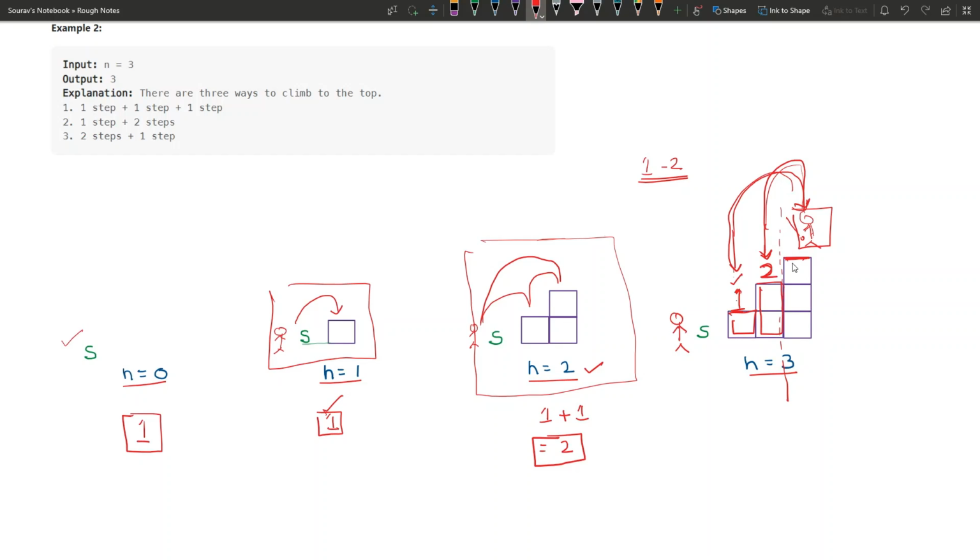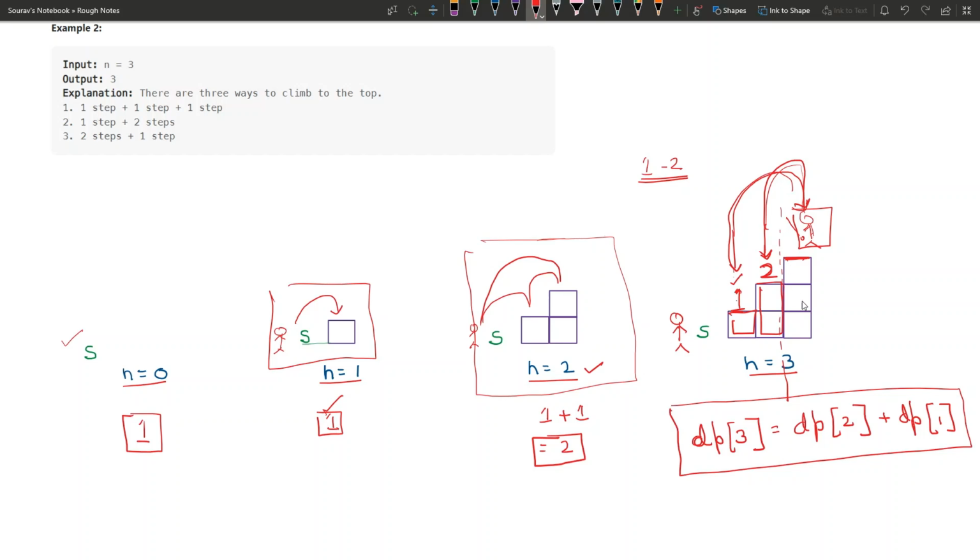So let's say, how many ways are there to reach step 3? This dp of 3 represents the number of ways to reach if there are a total of 3 steps. This is nothing but the number of ways to reach step 2, that is 2 itself, plus the number of ways to reach step 1. Hope you are clear why I have written this.